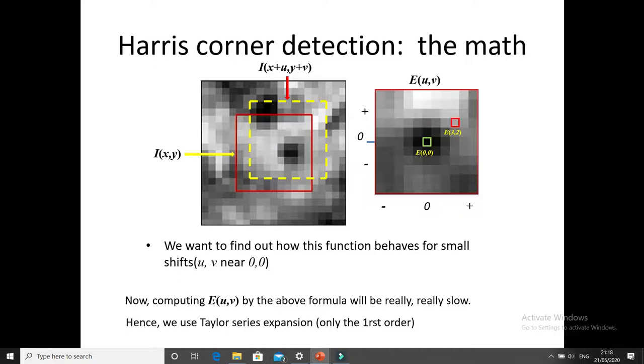So what we want to figure out is how this error function changes for a small shift. We shift by (u,v) by a small amount, and we see how this error value changes. What we would like to see is that we get a significant change even for a small shift, which would tell us that no matter how we move in u or v, we get significant changes. So we try in all directions, by changing u and v, and check where we get the greatest changes. That will give us some interest point, or some gradient value, in different directions.